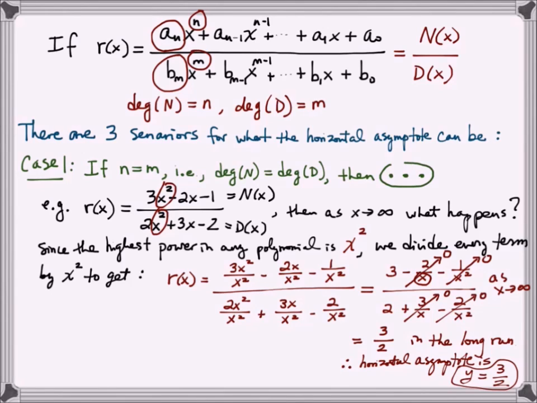Hopefully through this example, we can see what needs to go into this dot dot dot here. It turns out that the horizontal asymptote is simply going to be y equals an over bm. An is the leading coefficient for the numerator and bm is the leading coefficient for the denominator. The other two cases follow similarly.